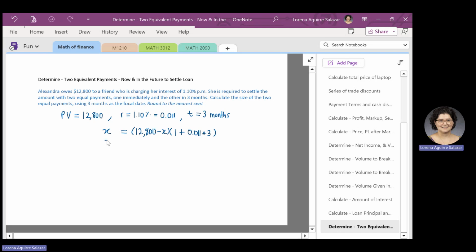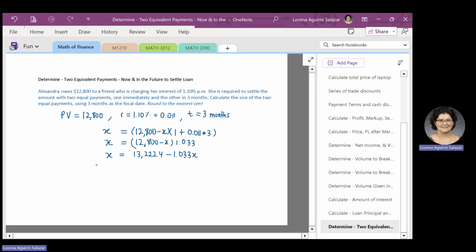In other words, X should be equal to 12,800 minus X, multiplied by 1.033. And from here we solve for X. We have that X equals, now we FOIL on the right-hand side, $13,222.4, then minus 1.033 times X.